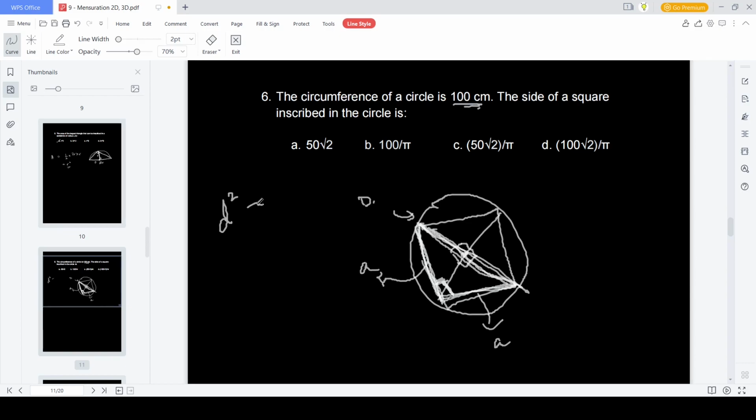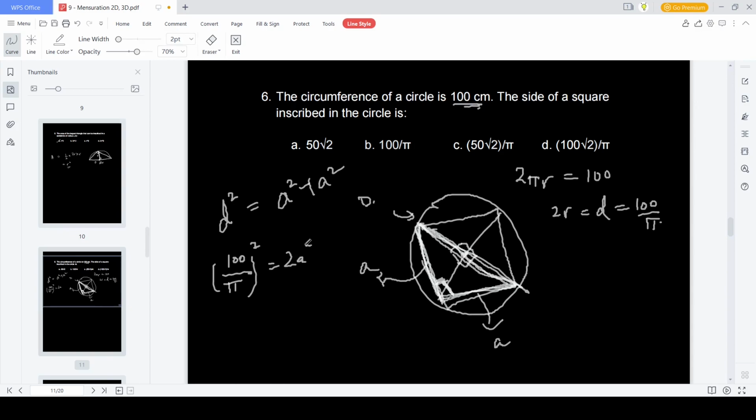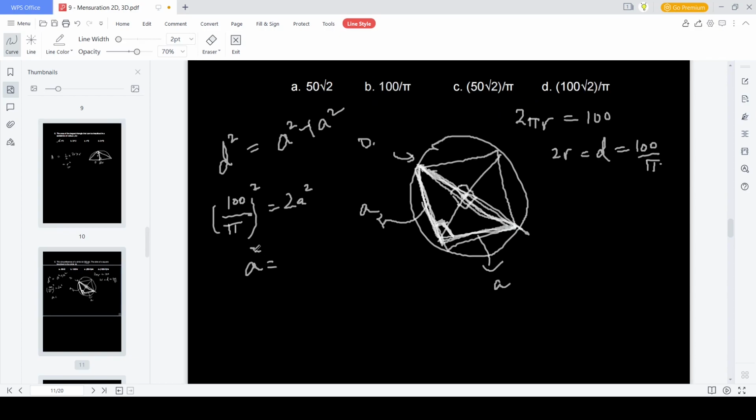This diagonal is nothing but the diameter, right? So the diagonal square is equal to A square plus A square. This we know. Now the diagonal is what? We have to find out. Diagonal is nothing but diameter. Now we need to find out radius using the circumference formula. So we have 2 pi r is equal to 100. We need 2r only, so let's substitute for 2r itself. 2r, that is nothing but d, is equal to 100 divided by pi. So we have 100 divided by pi, the whole square, is equal to 2 into a square. This you can take this side.